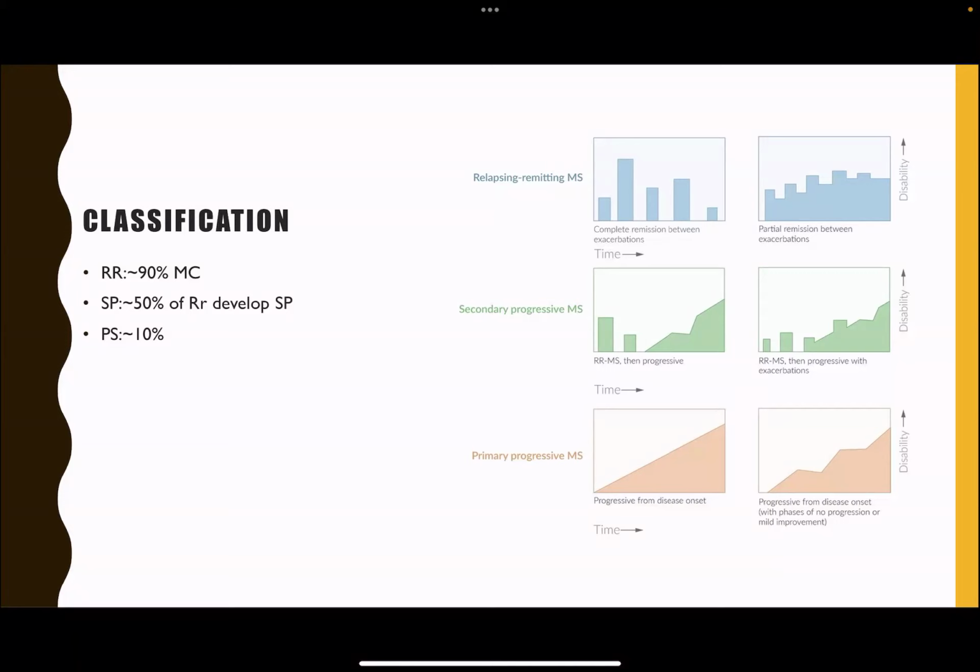The primary progressive is like since the disease onset, since the first flare-up, it will continue, and the disability is higher. So the most common one is the relapsing remitting, and around 50% of the relapsing remitting will develop secondary progressive. And the least common is the primary progressive.